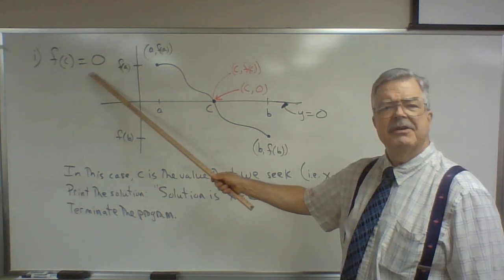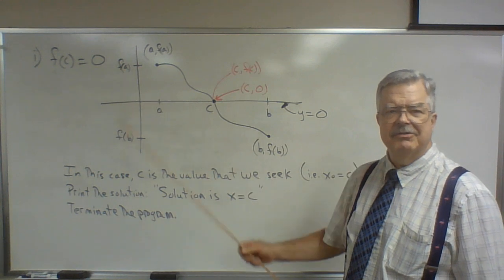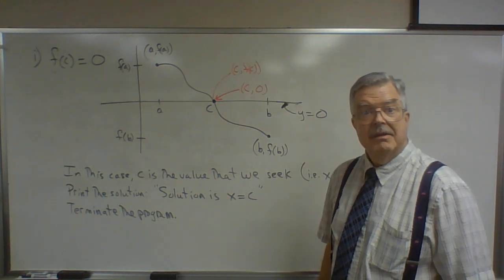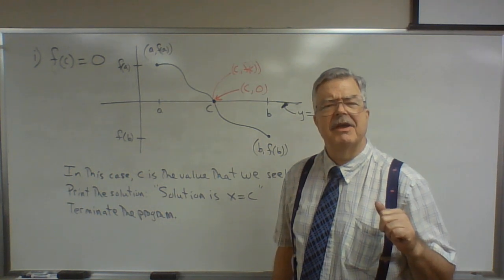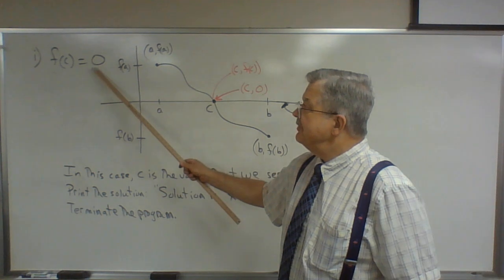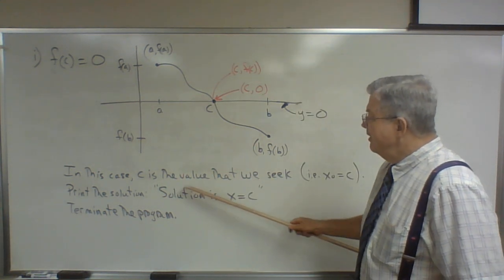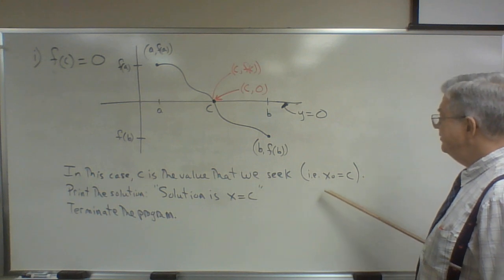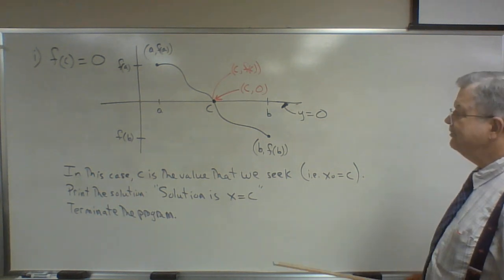The first thing that could happen is that f of c might actually be equal to 0. Well, aren't we looking for the value of x that makes f of x equal 0? So if f of c equals 0, this is the value that we've been seeking. Our x naught is equal to c.